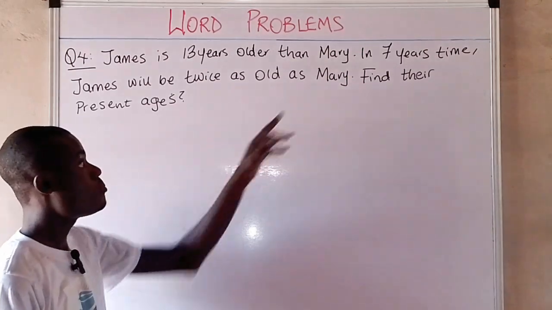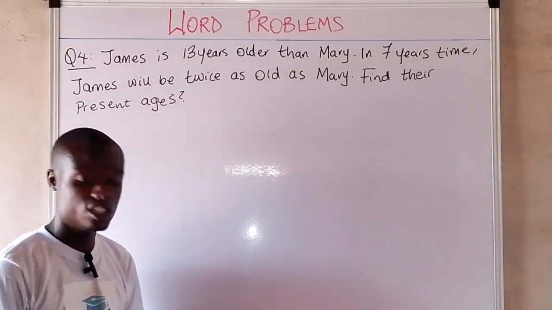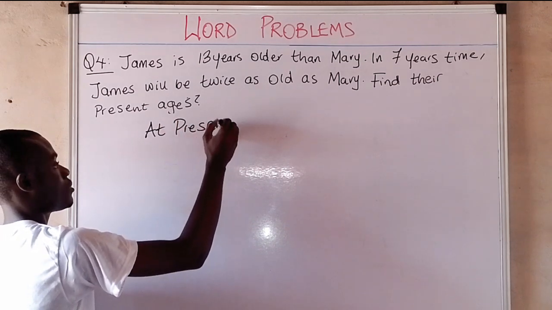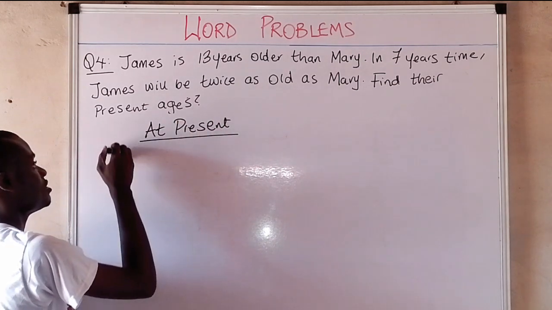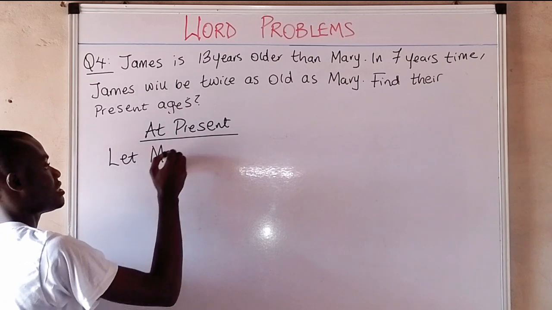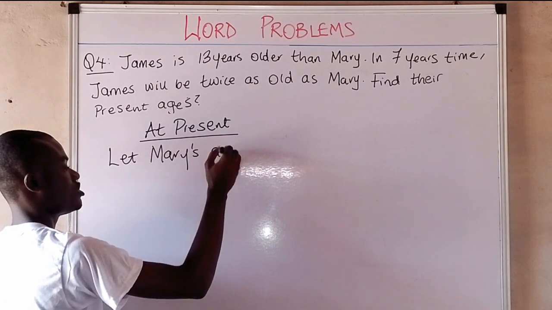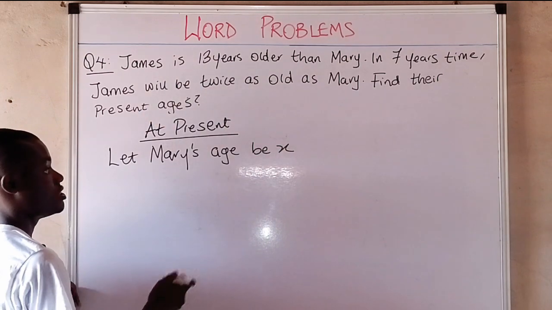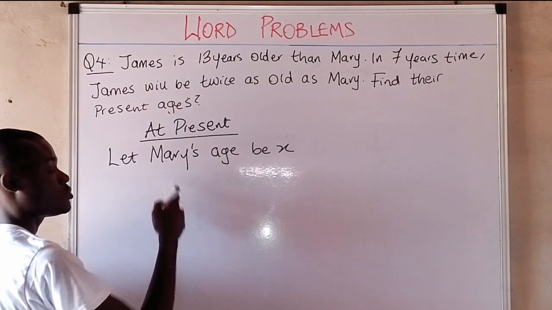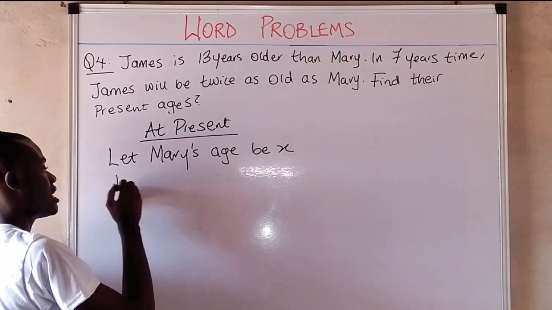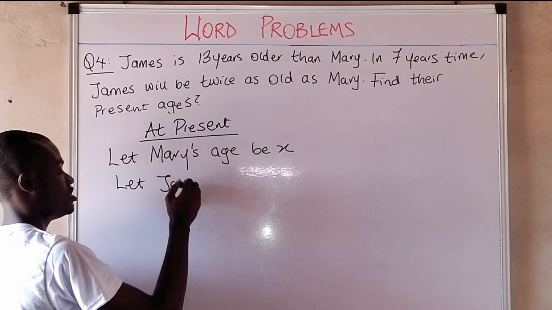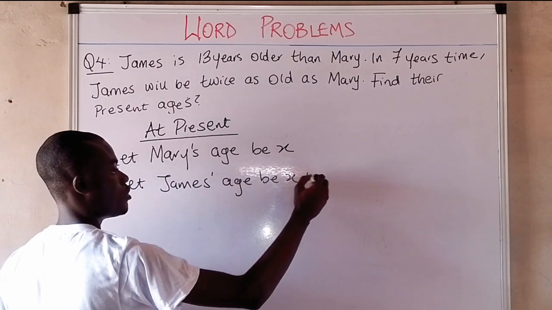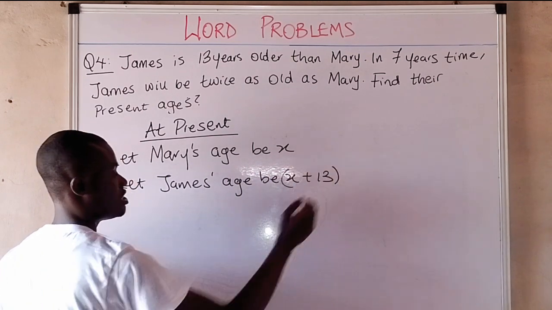So in this case, we don't know Mary's age, neither do we know James' age at present. We can say let Mary's age be X. Remember that James is 30 years older than Mary. Simply means that if Mary is X, James will be X plus 13. So let James' age be X plus 13. So this is James' age.